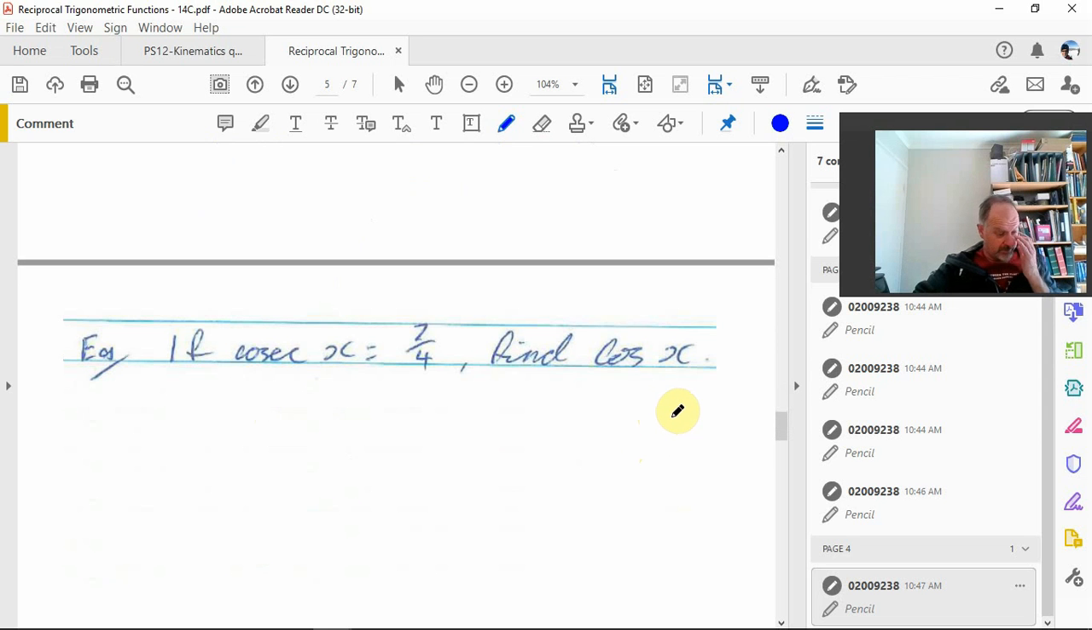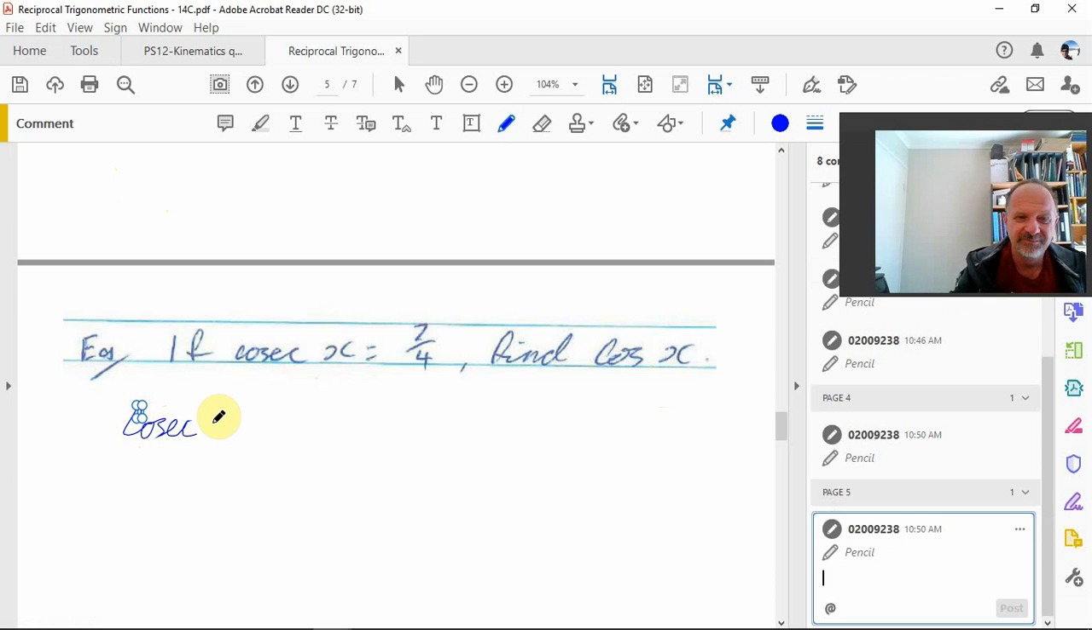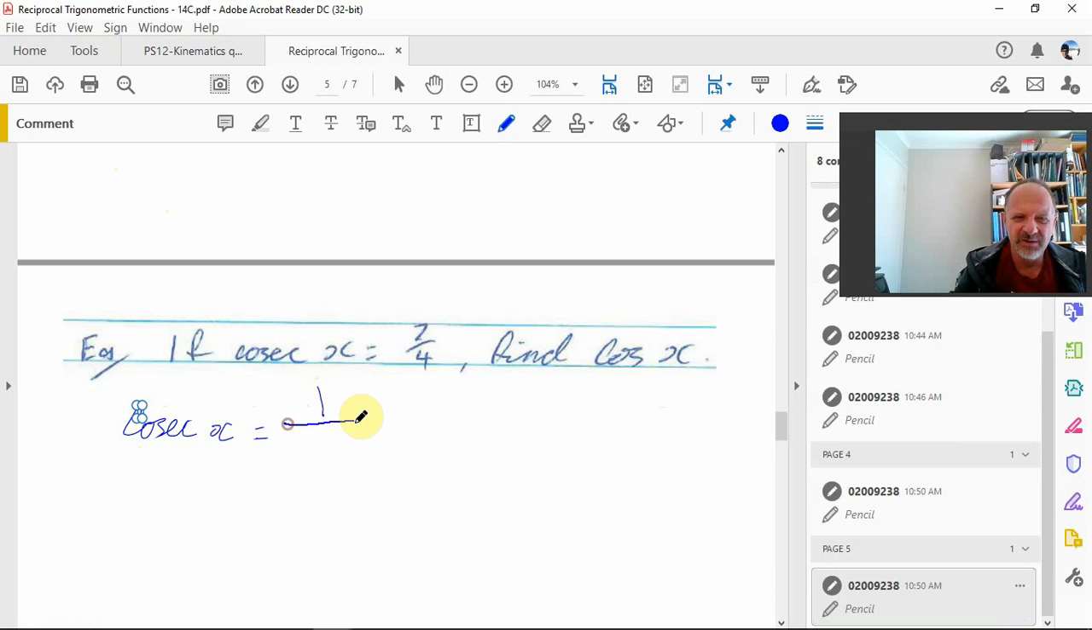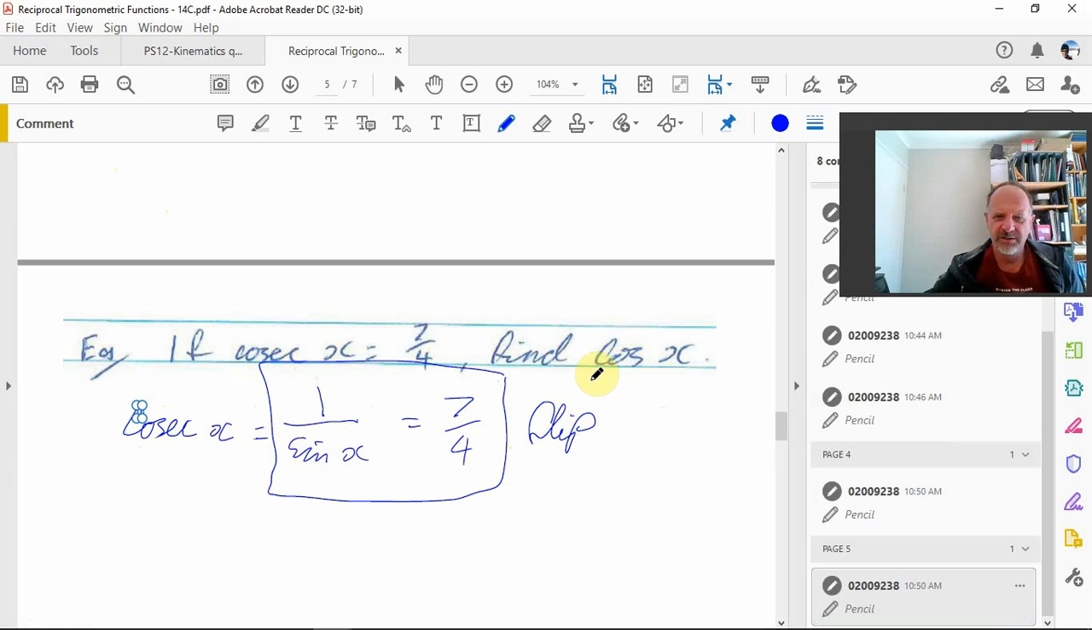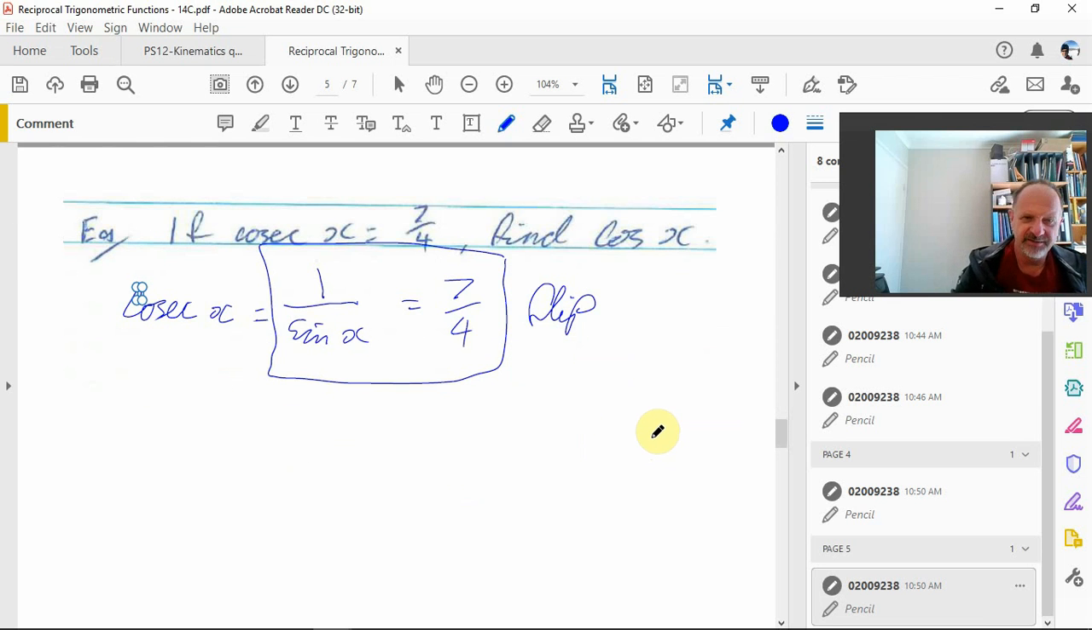Okay, so let's have a look. What can we get here? Cosec x is 7/4. So cosec is 1 on sine, and that equals 7/4. So I'm going to use these two bits, and what I'm going to do is flip it. Because then when I flip it, I get that sine x is 4/7. And we're after cos x.